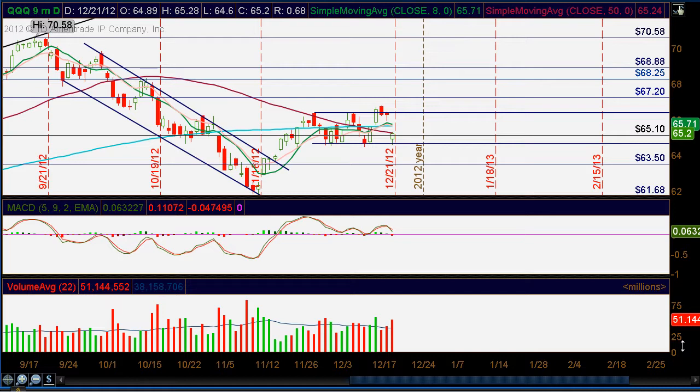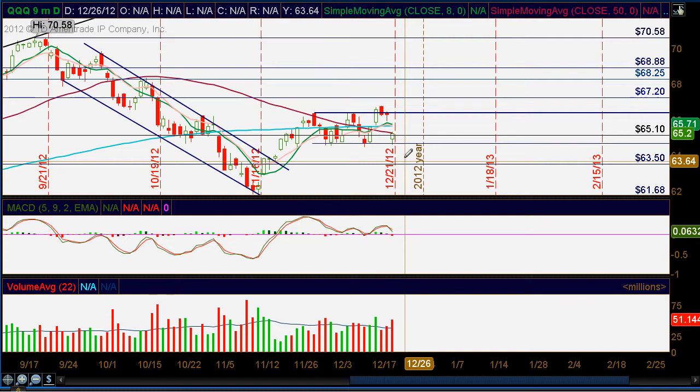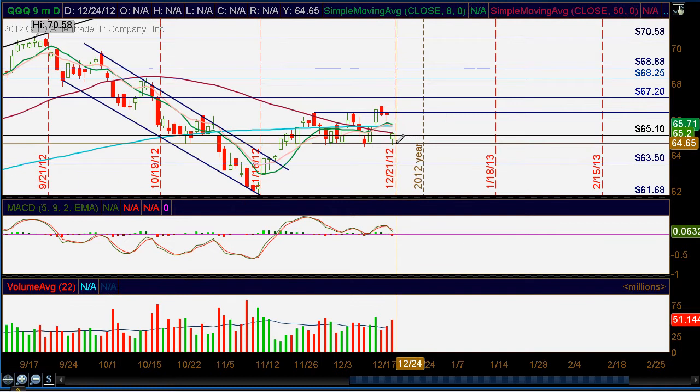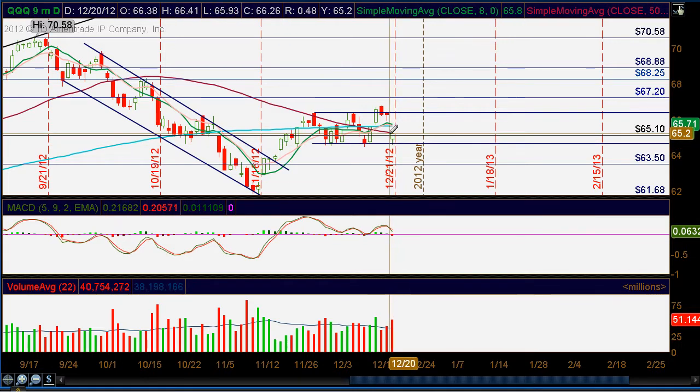Let's take a look at the Q's daily chart and see where we're at this moment. Wow, what a huge drop to the downside, to that lower area of support that we talked about yesterday, which was at 64.65. We are testing it here, bouncing off of it, closing the day at the 50-day moving average, which you see here in red.